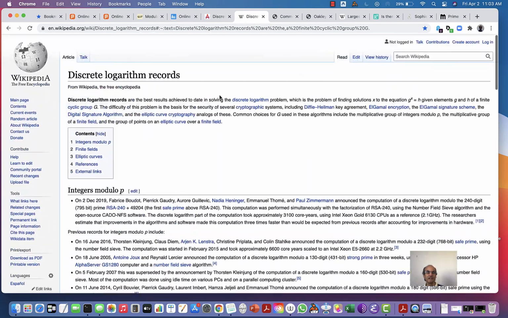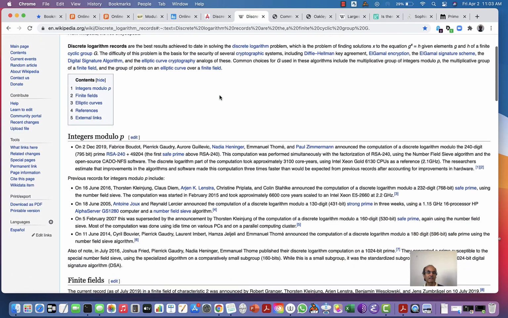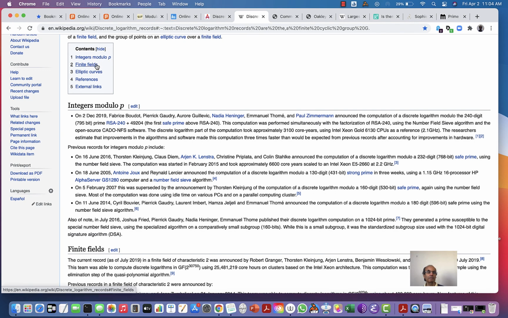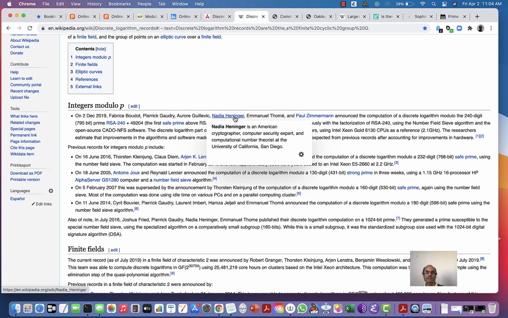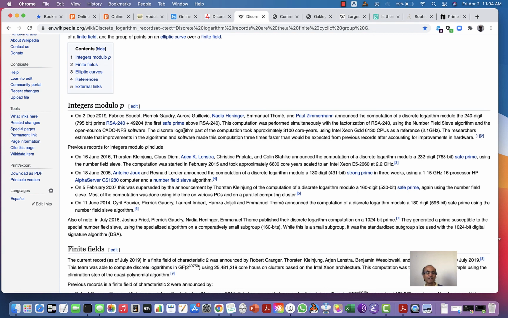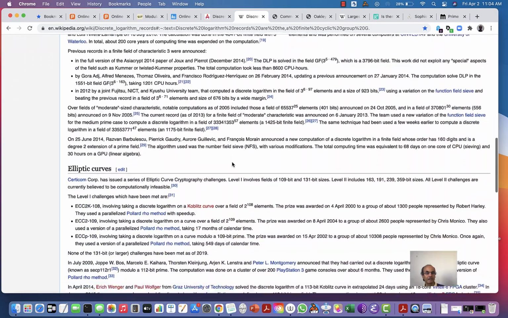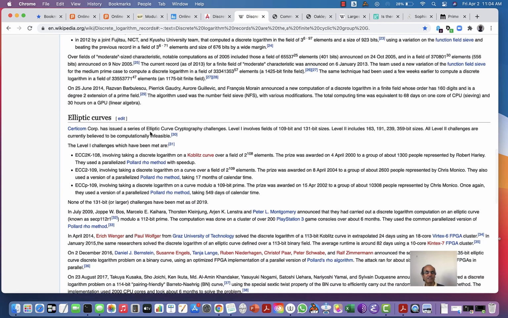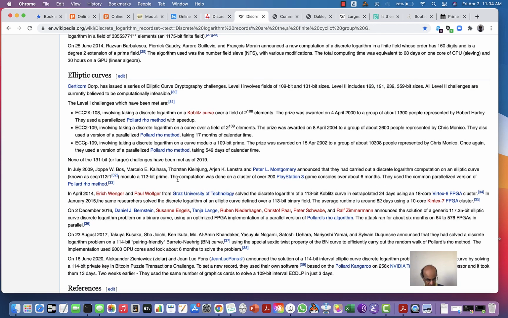There's, for example, a Wikipedia page devoted to discrete logarithm records. They cover the different groups: integers mod p, the finite field group, elliptic curve groups, and they tell you. So on December 19th, the team that included Nadia Henninger discovered the last discrete log we talked about, and here are some prior ones. And they tell you what kind of computation is involved. So you can see here what algorithm was used, the number field sieve, the discrete log took this many core years, and so forth. And then for elliptic curves, they discuss how Certicom Corporation has issued a bunch of challenges and what progress is being made on those, and then also other general computation records.